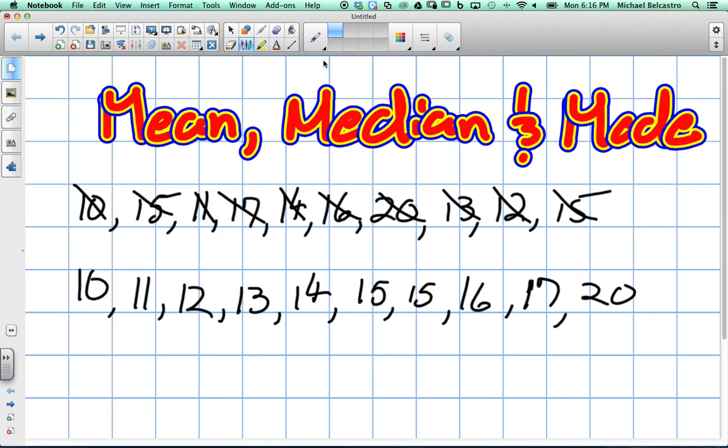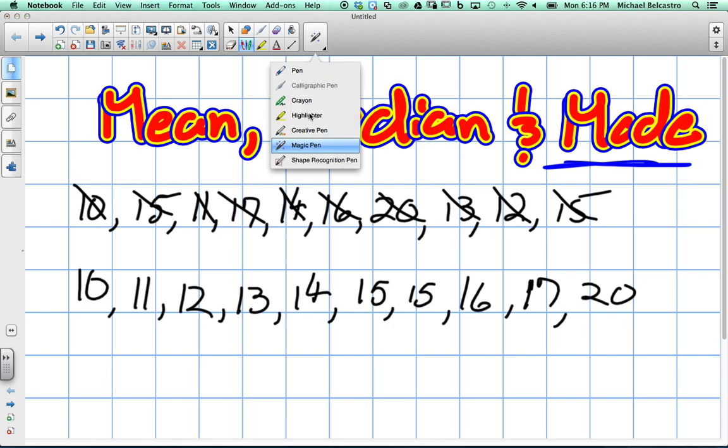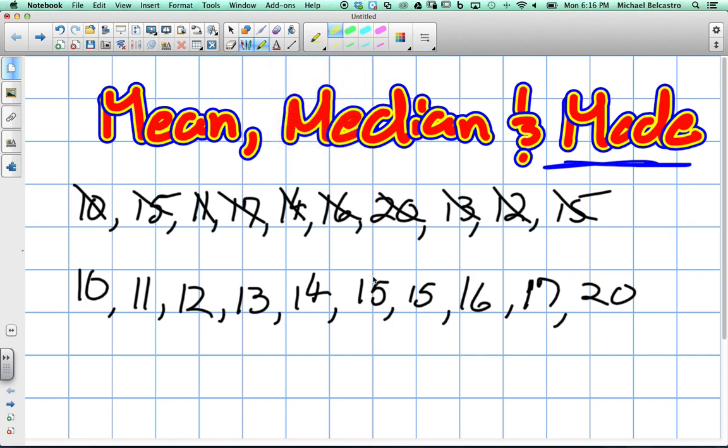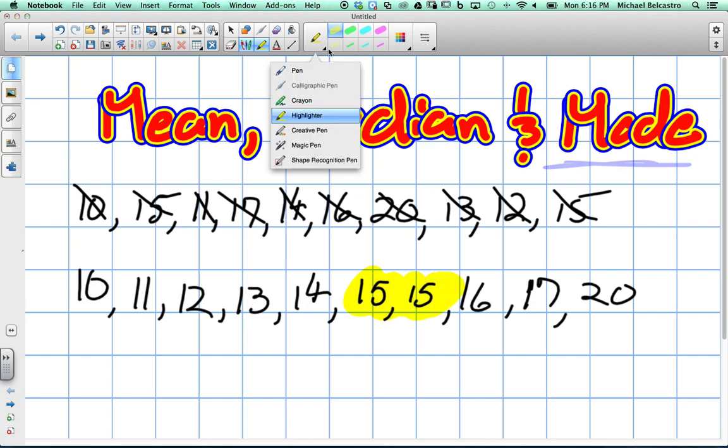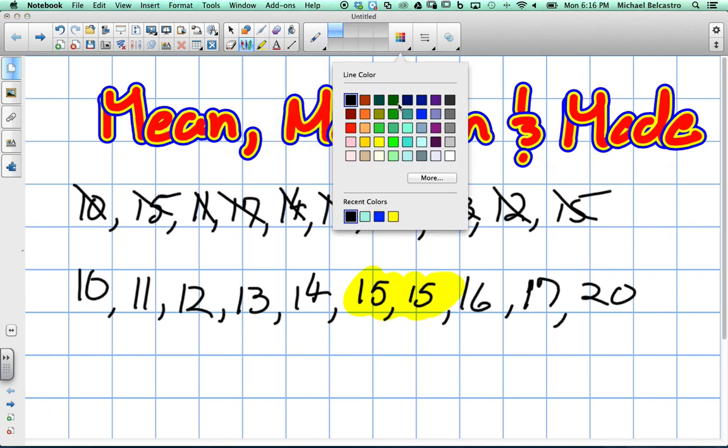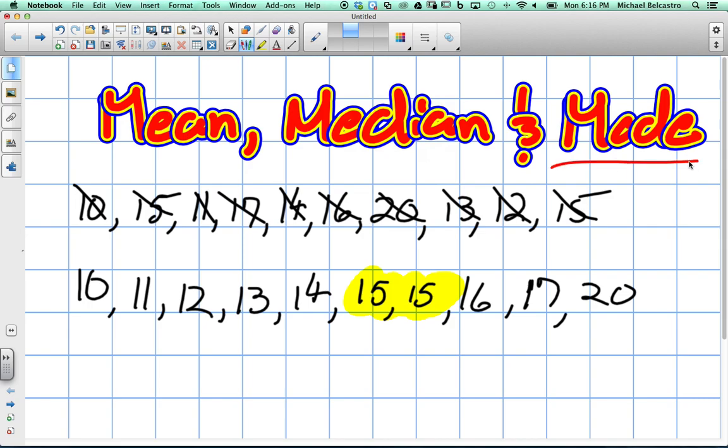That helps a lot. The first thing we're going to look for is the mode. The mode is the value that reoccurs the most. So what number reoccurs the most out of all of these? 15. So that's really simple. We got it right off the bat. We know that our mode, we'll do it in red, mode is equal to 15. Okay? That's a simple one.